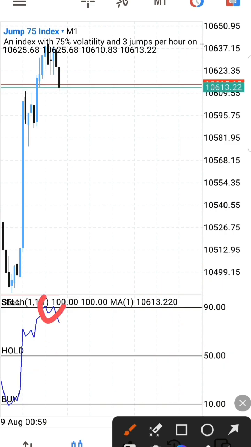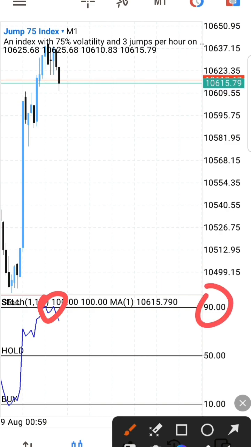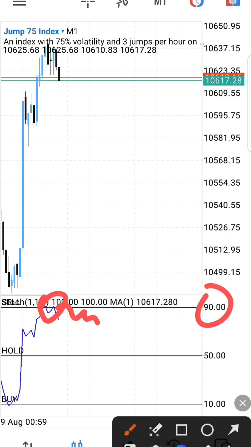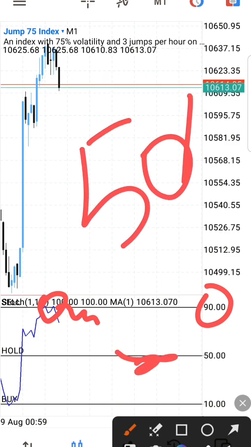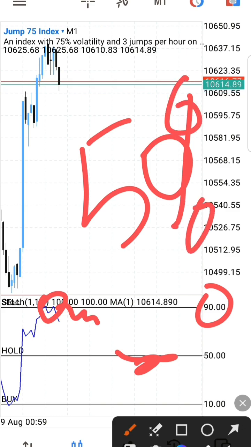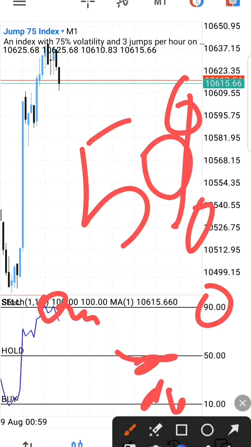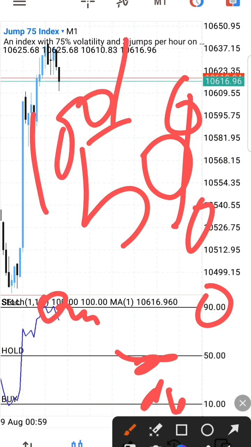When the moving average hits the 90%, we start looking for sells, and when it reaches 50, we take some partials, which means we are going to be taking 50% of our profits. And when the market hits the 10%, then we take all our 100% profit. Are you getting the point?